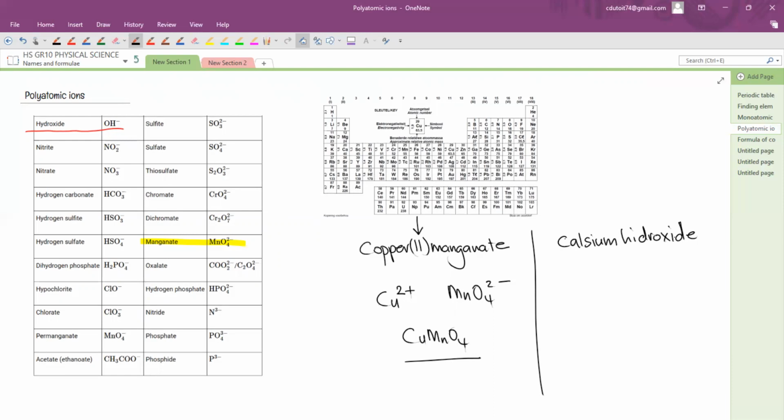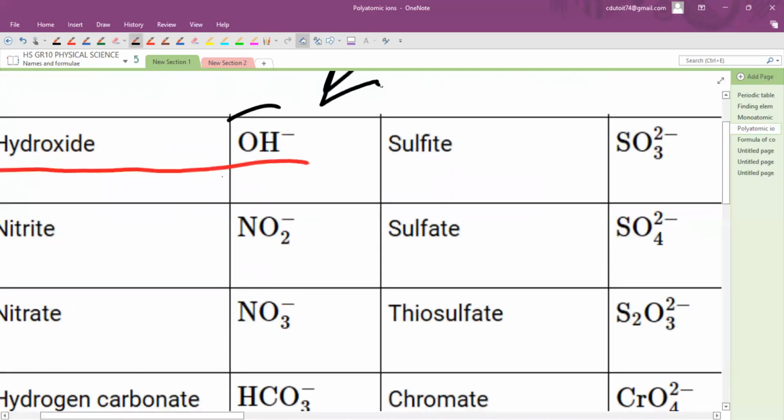Calcium is Ca, charge 2 plus. Hydroxide is OH. It's on the table. H, OH, and a charge of positive 1.